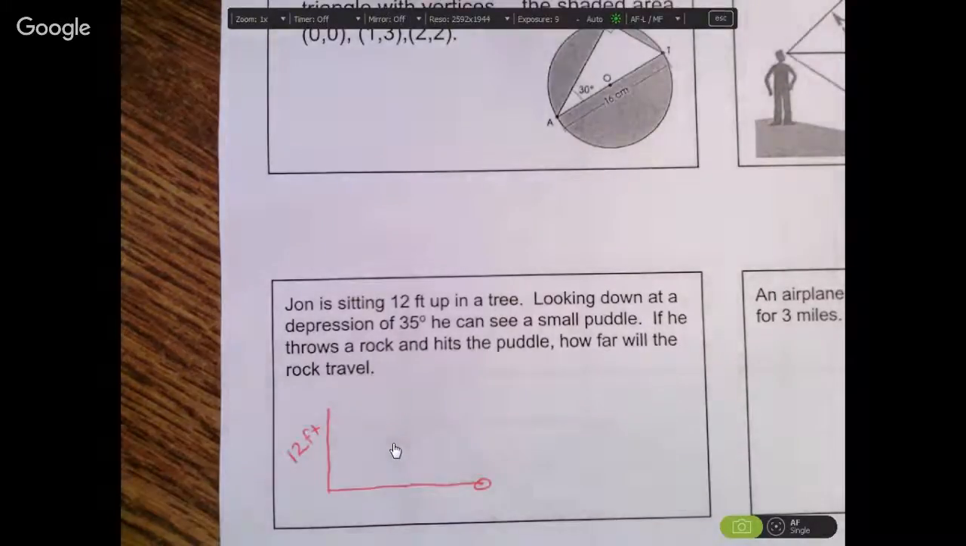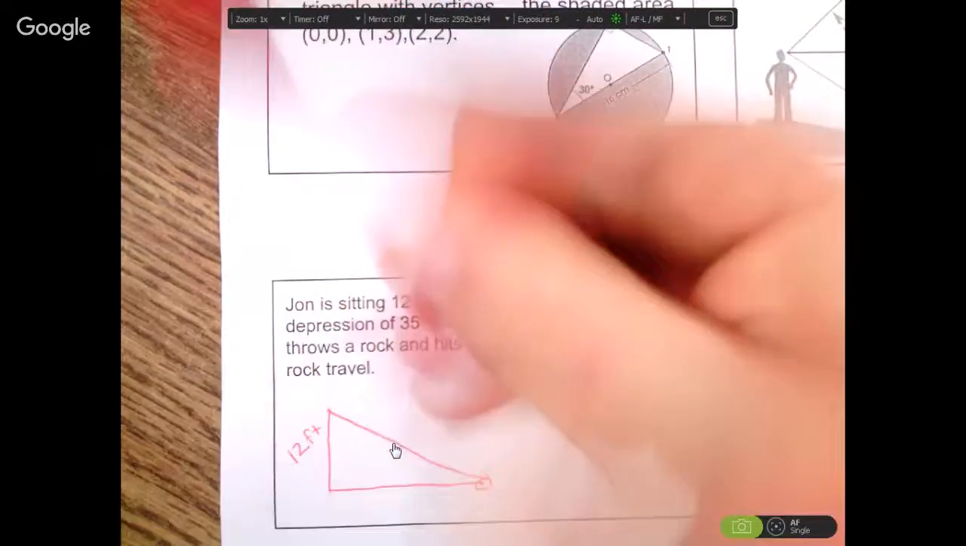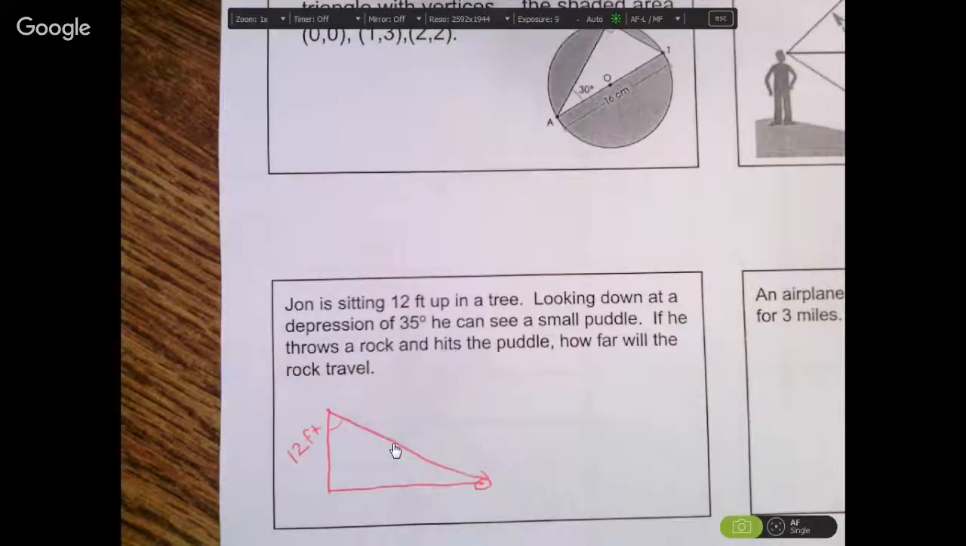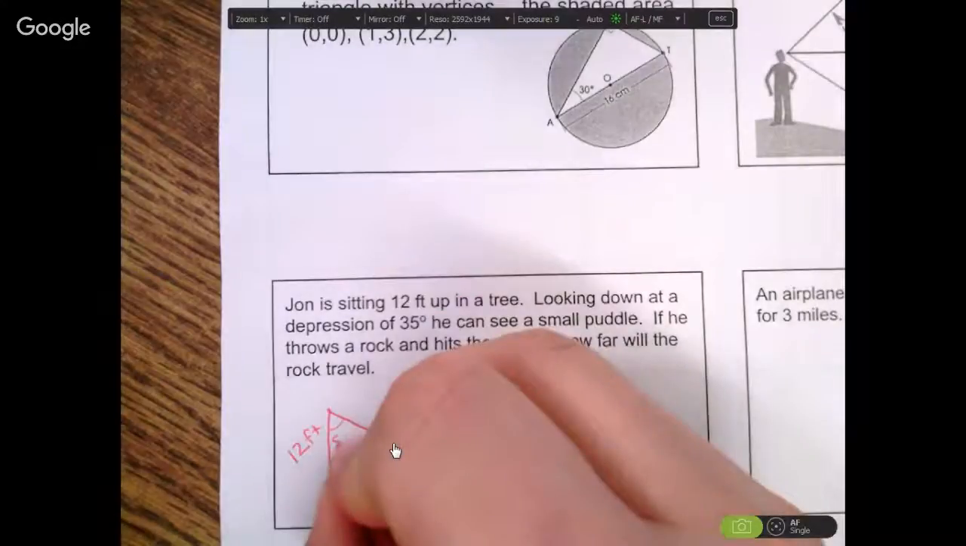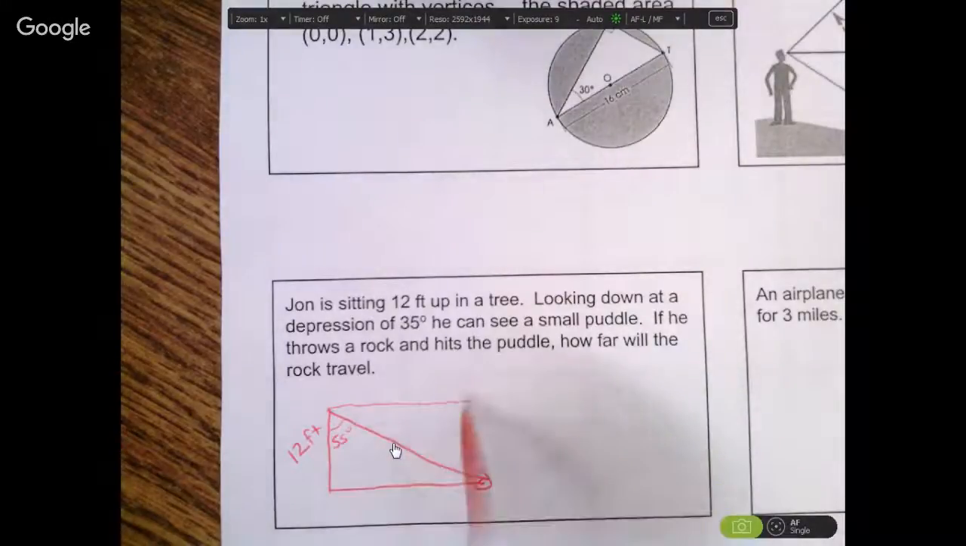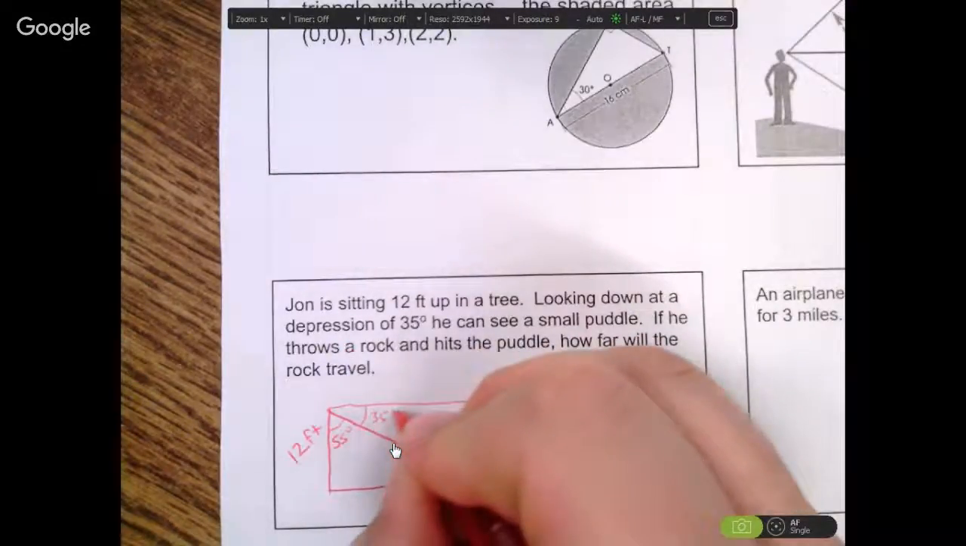My point is that this angle right here is not 35 degrees. It is 55 degrees. How is it 55? 90 minus 35. Because the angle that we were looking at straight here is 0, and then we looked down 35 degrees. That makes sense.